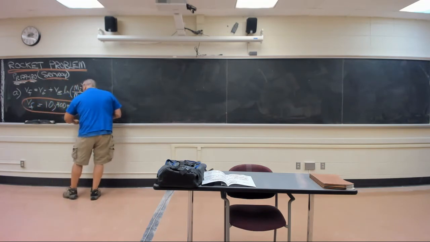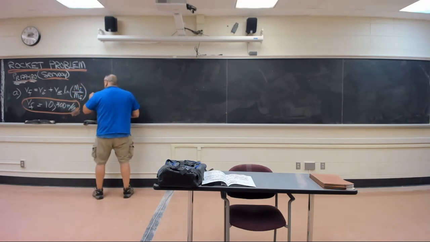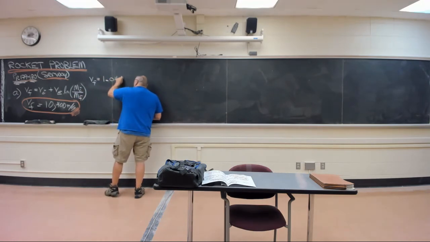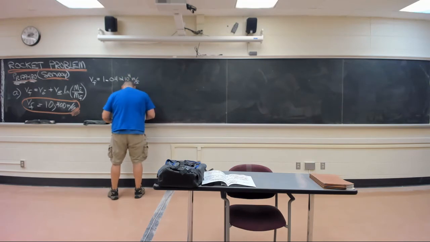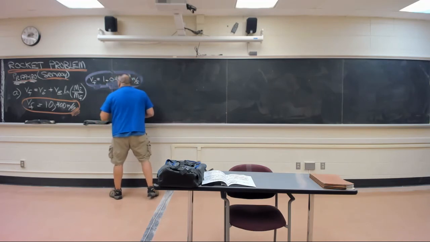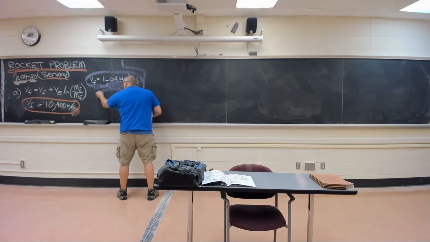It can all be written a whole bunch of different ways when we're doing it. VF is 1.044 times 10 to the 4th meters per second. Either way, you're good. Okay. That's that.